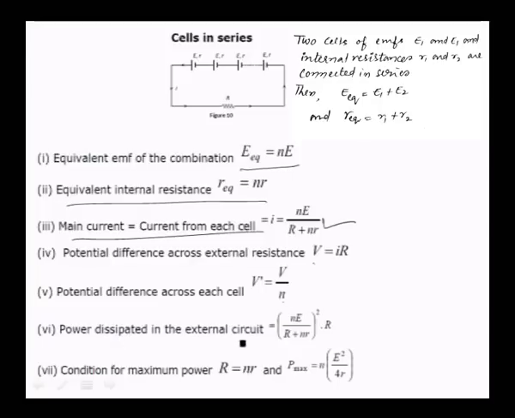The power dissipated is I square R. This is the value of I. The condition for the maximum power is that the external resistance is equal to the sum of the internal resistances, that is R is equal to nr. Then power in the circuit is maximum, that is equal to nE square divided by 4R.